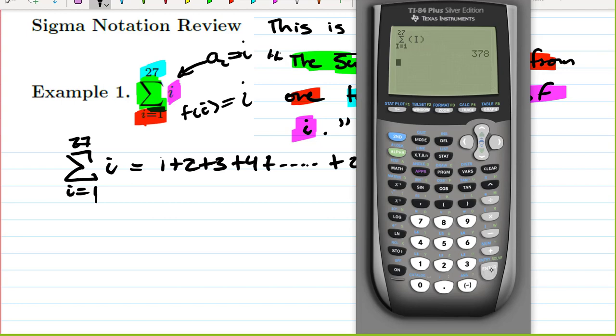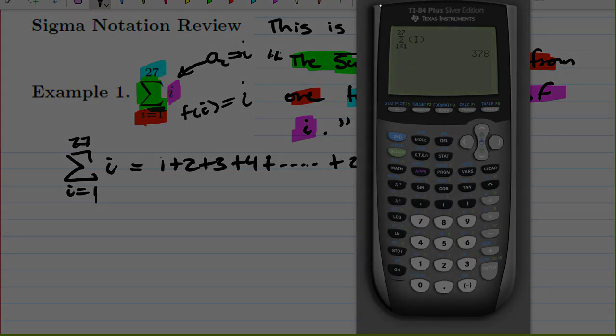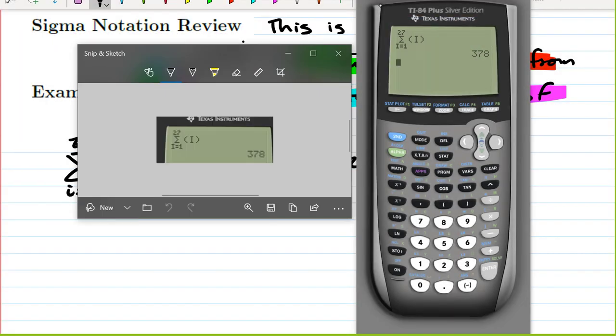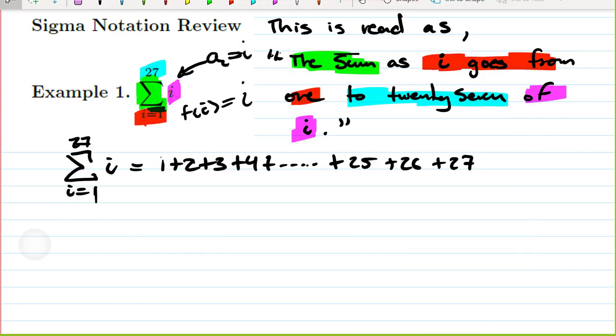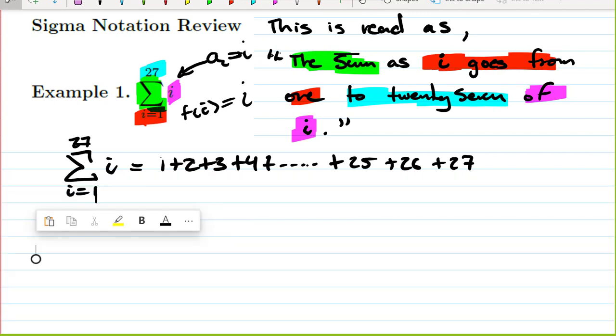And then that tells us that the sum as I goes from 1 to 27 of I is going to be 378. All right, so the next one is a U-try for you guys.